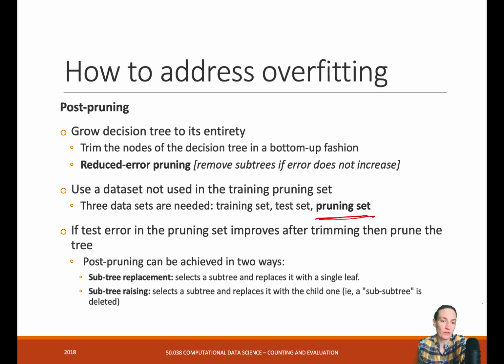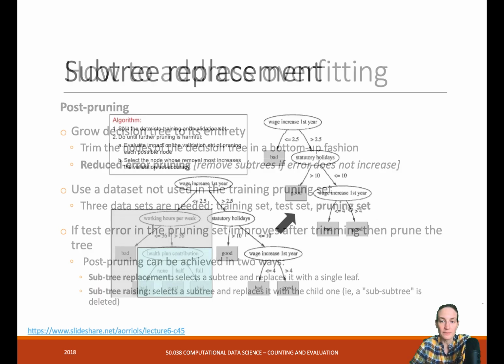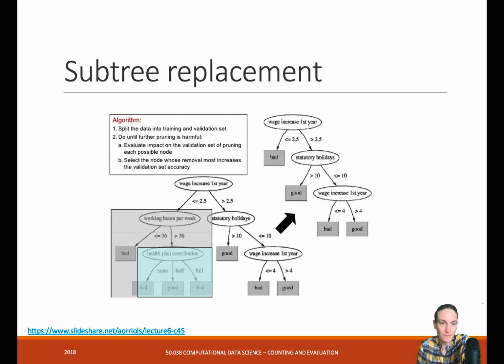So we can do post-pruning using two techniques: subtree replacement and subtree raising. Let's look at this in detail. Subtree replacement. Okay, how do we go about this? We split the data into a training and validation set. Do this until further pruning is harmful. The next steps: evaluate the impact on the validation set of pruning each possible node and select the node whose removal most increases the validation set accuracy. So you're actually trying to increase the accuracy or keep it the same.